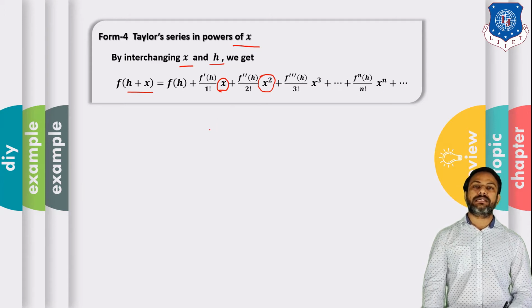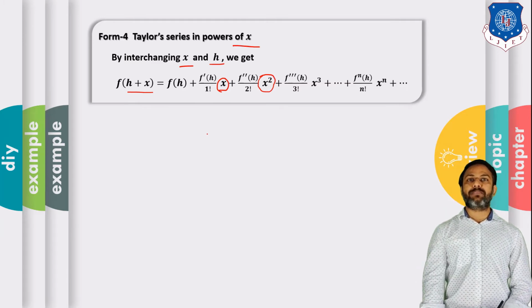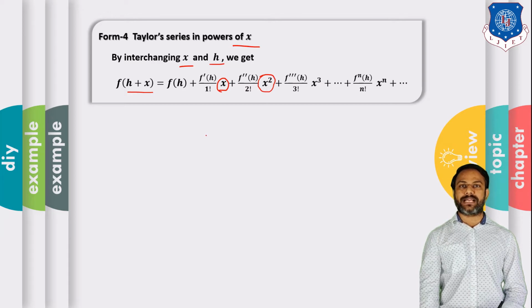So we have these 4 forms, but example based on form 1 we have already seen in previous lecture. So in this lecture we will see the mixed examples of form 2, 3 and 4. So let's start with the examples.